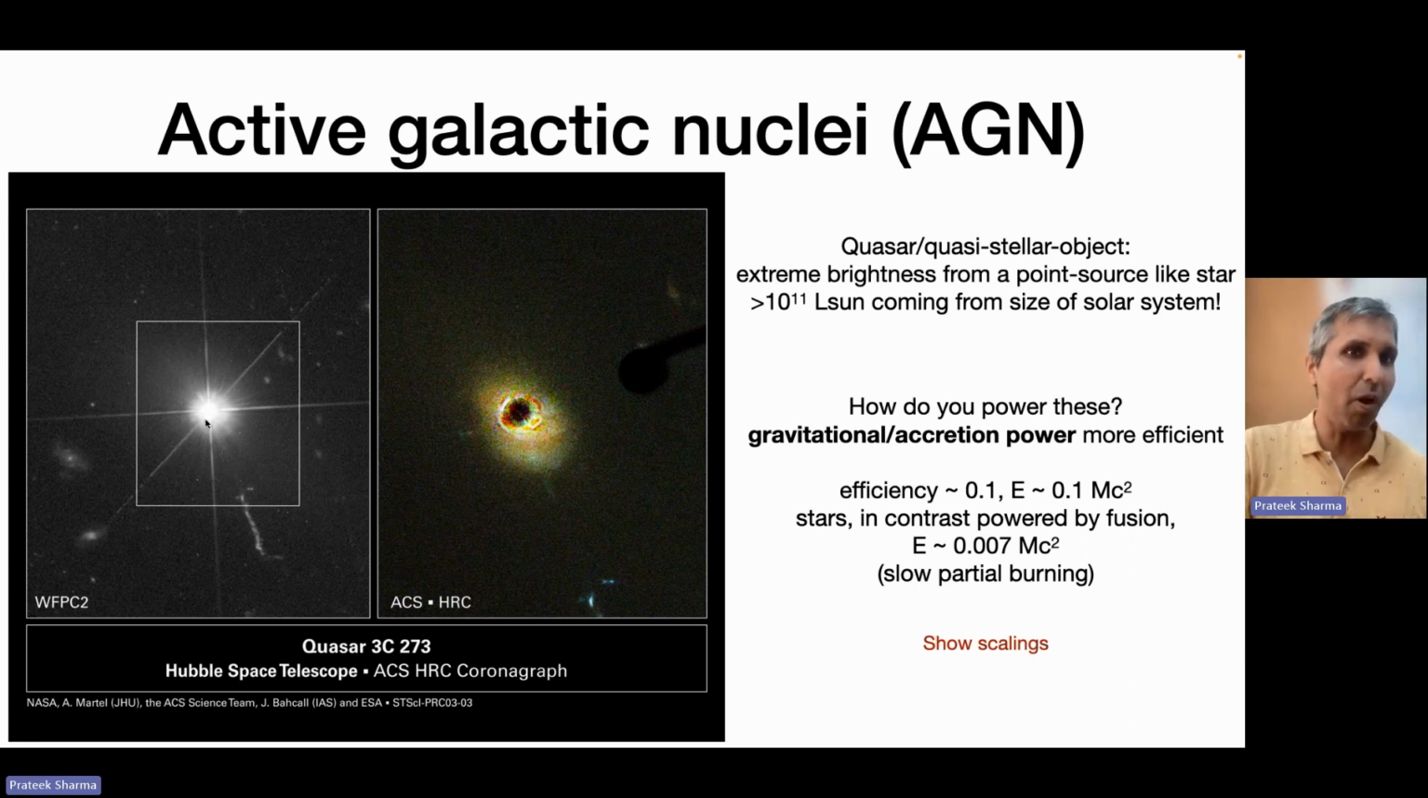Now, if you're able to block somehow the light from this central source, which is what is done here in the image, you can actually see the underlying galaxy. Right? You can see it's sort of like a spiral-like, disc-like galaxy. And this is blocked. The central light is blocked by something called a coronagraph.